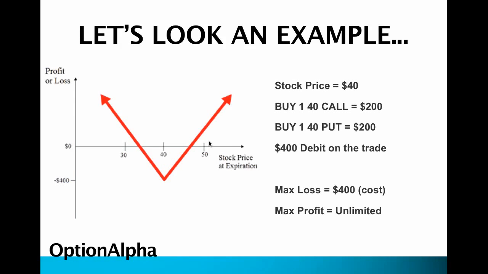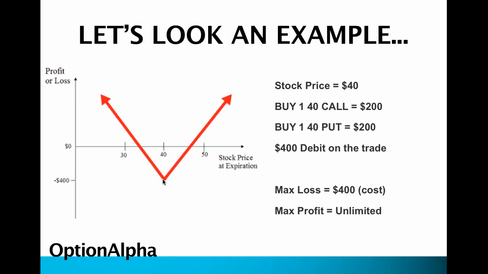Now let's look at an example real quick. If the stock price is trading at say 40, we are going to buy a 40 call for $200 and buy a 40 put for $200 as well. Now the net debit on the trader, the net outlay of money, is $400 because we had to buy both of these options. The maximum loss we can incur is $400. Again, that's if the stock closes right at our strike prices. And you can see visually here on the chart, that's our max loss at 400.